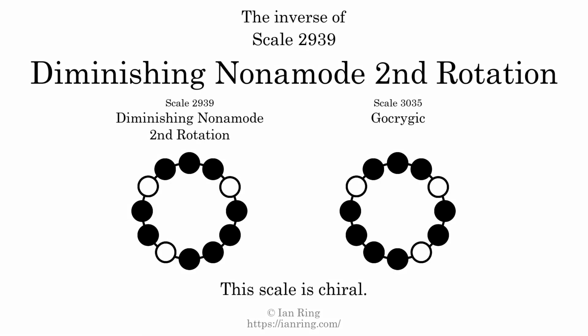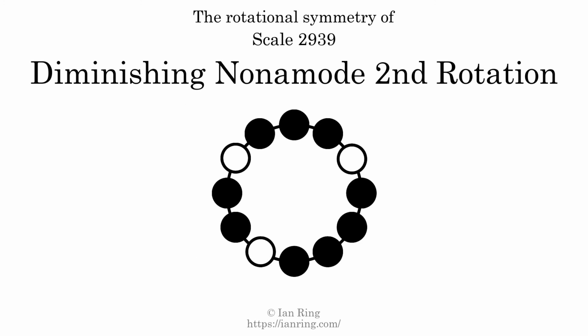The inverse of a scale is a mirror image. It is what you get when the sequence of intervals is reversed. The inverse of this scale is scale 3035, also known as Gakrigic. This scale is chiral. It cannot transform into its inverse by rotational transformation. This scale has no rotational symmetry.